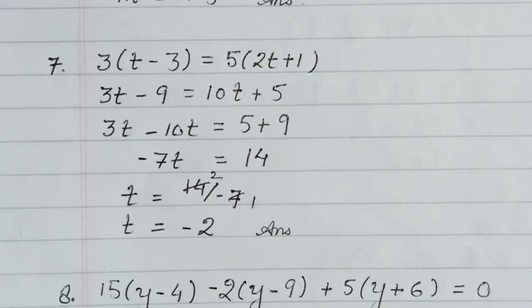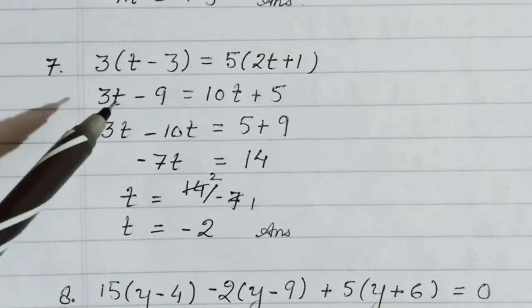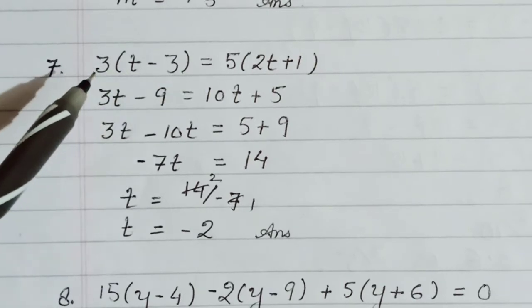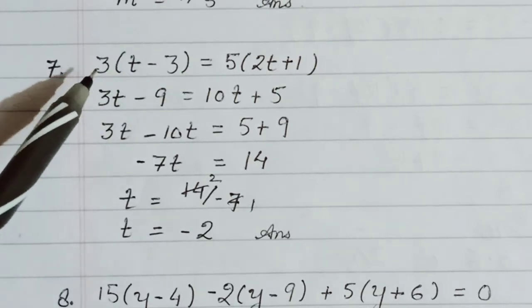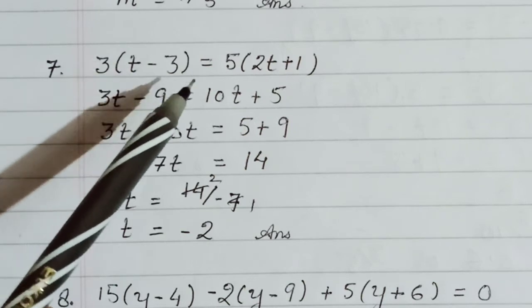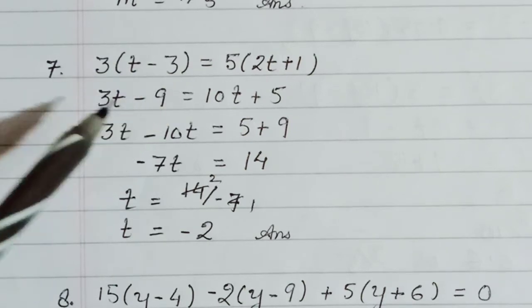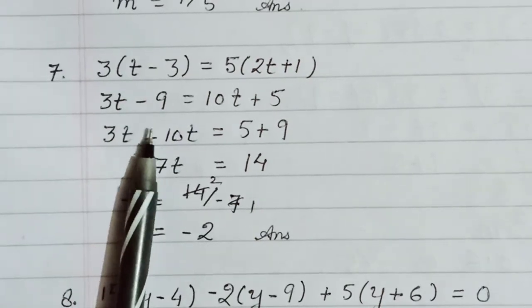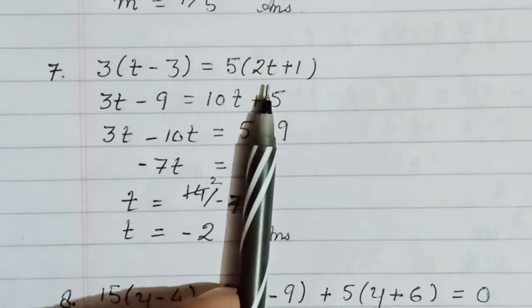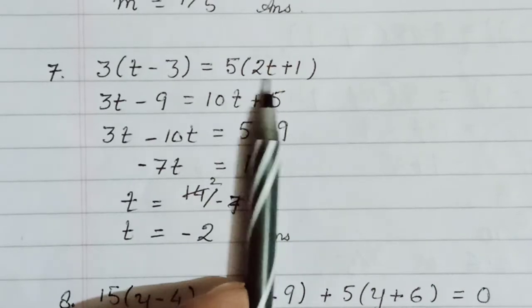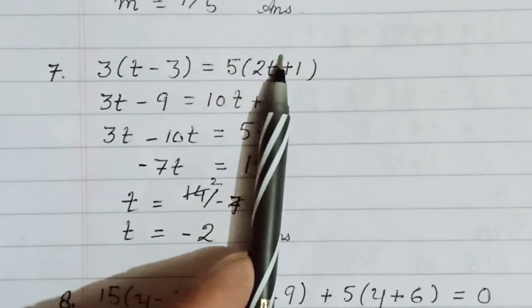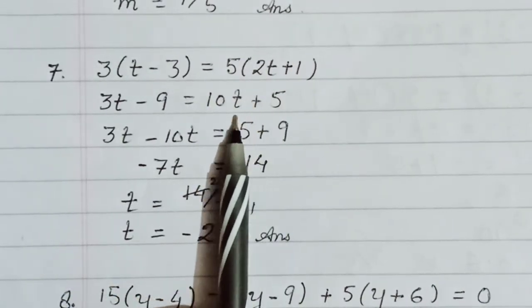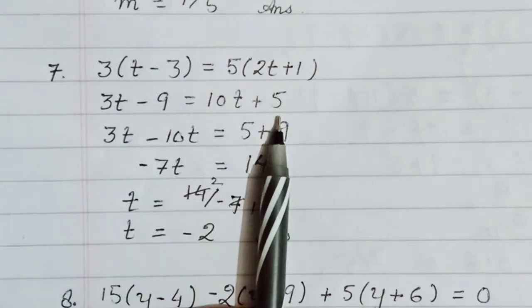Seventh one, all the more easy. Straight away it is given 3 bracket t minus 3. We know bracket means multiplication. So this 3 will be multiplied with t as well as with minus 3. Okay, so this becomes 3t and minus 9. Likewise here 5 bracket means multiplication. Multiplication distributes over addition, so we'll multiply it with 2t as well as 1. With 2t it is giving you 5 2s are 10t, and with 1, 5.